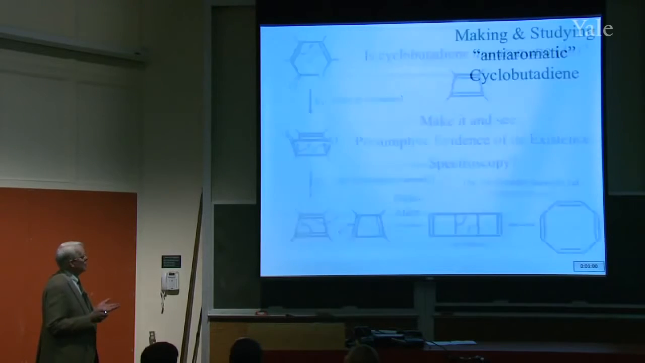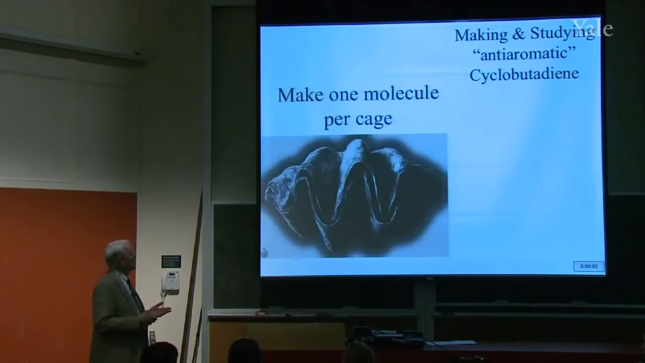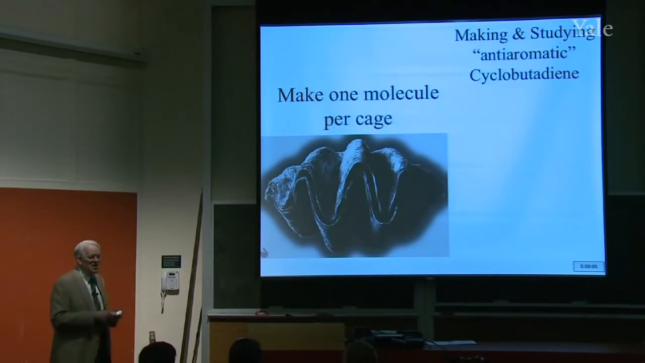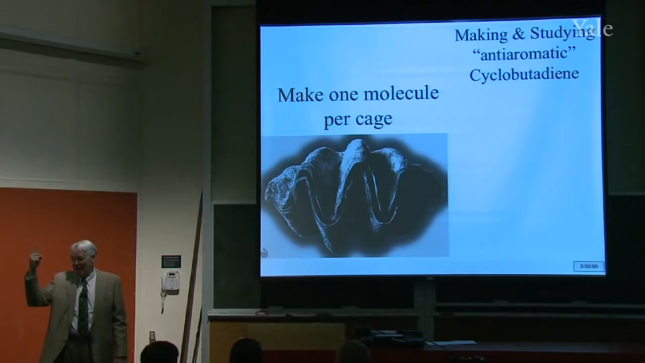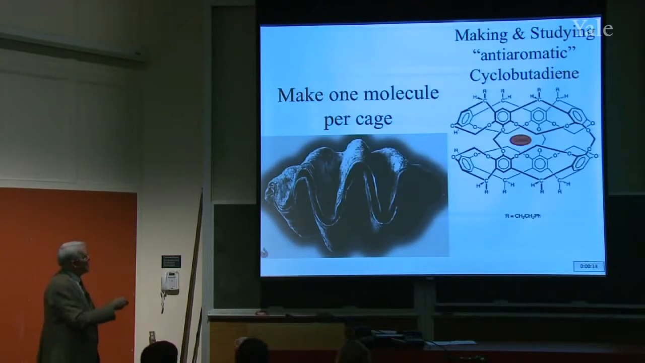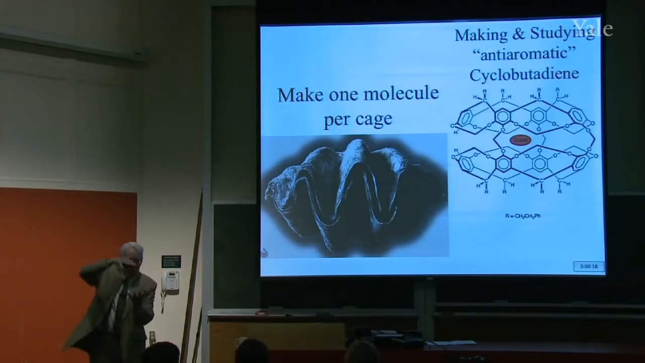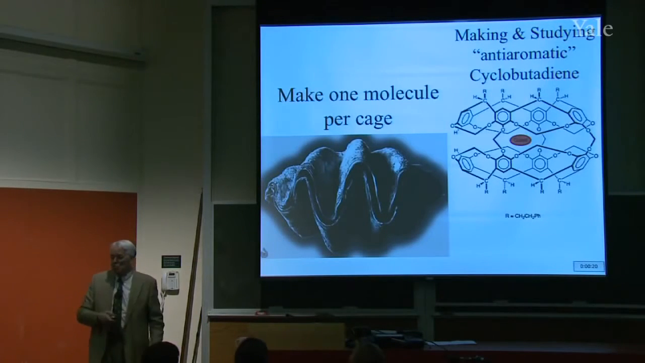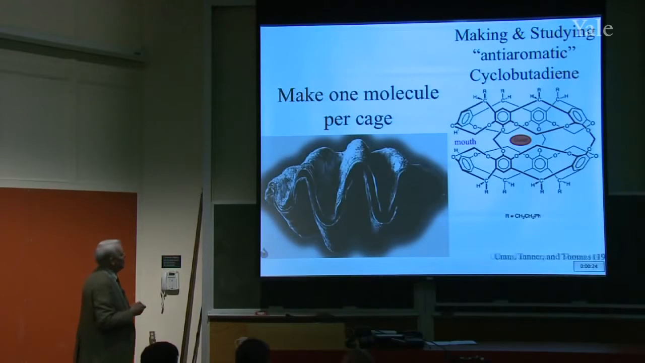Could you do spectroscopy? You have to make it somehow under conditions that it won't react with itself. If you made it inside a cage, like a big clamshell, so only one molecule was in there, then it couldn't react with itself. So they made this compound with a guest inside. It's like a clamshell, and holds the precursor inside. There's a mouth that you can put things in and out from.